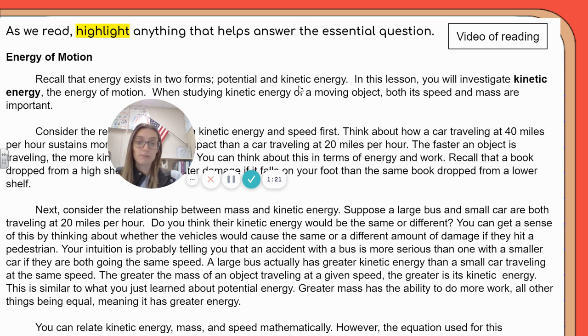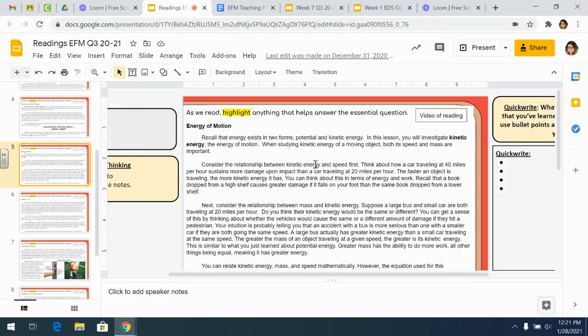A large bus actually has greater kinetic energy than a small car traveling at the same speed. The greater the mass of an object traveling at a given speed, the greater its kinetic energy. This is similar to what you just learned about potential energy. Greater mass has the ability to do more work, all other things being equal, meaning it has greater energy.